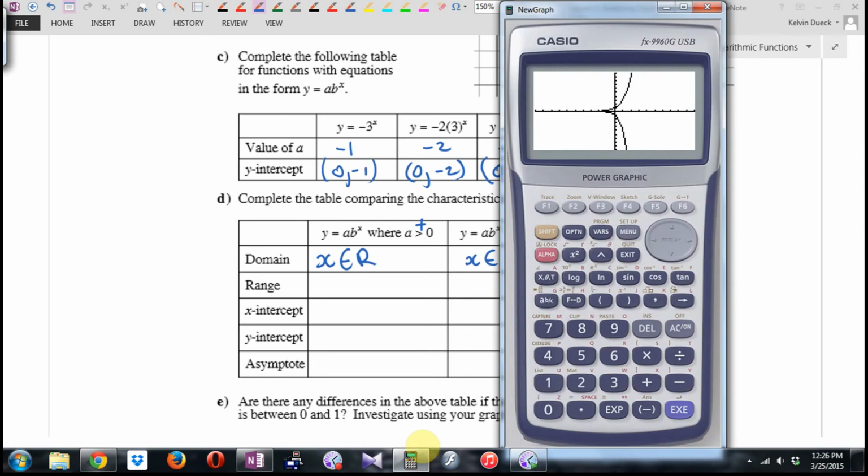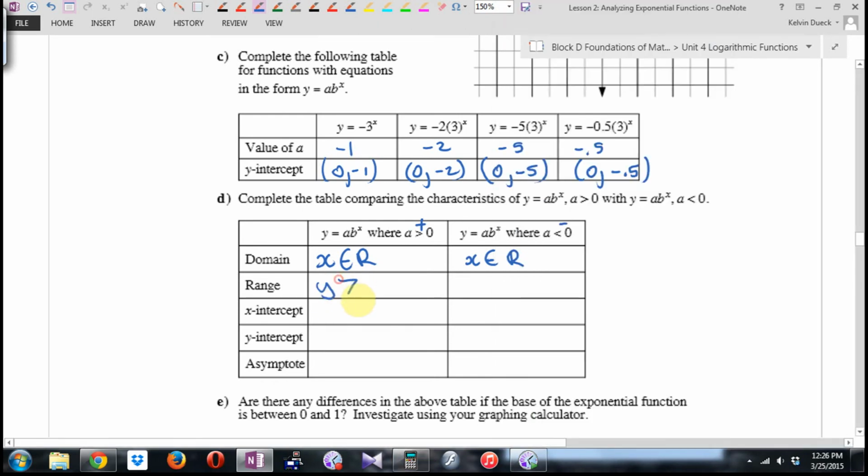What about the range? If A is positive, it's going to be everything above 0. But what if there's a negative in front of our graph? What's our range now? Not everything above 0. Instead, it's everything below. Yep. X-intercept, 0, A. It's just that in the second case, A is going to be negative.